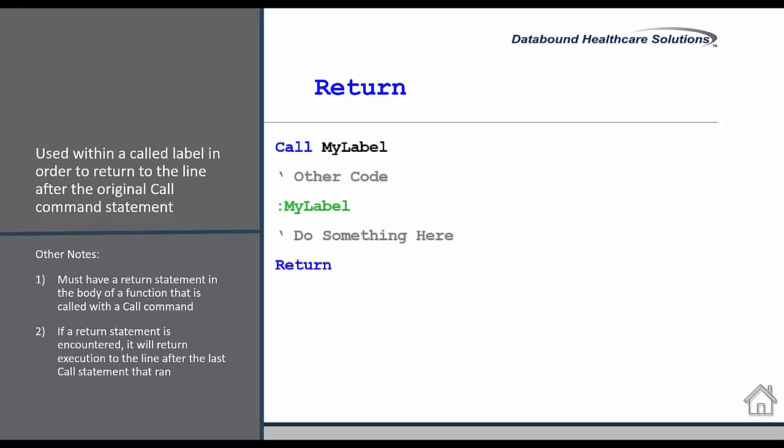So this is the syntax for it. Call my label, and then you have other code underneath it. My label down towards the bottom, and then return. And the syntax is simply return at the end of your called label. Now, how this actually processes is you go from call my label down to my label, and then once you hit the return statement, it's going to come back up here and start processing the other code.